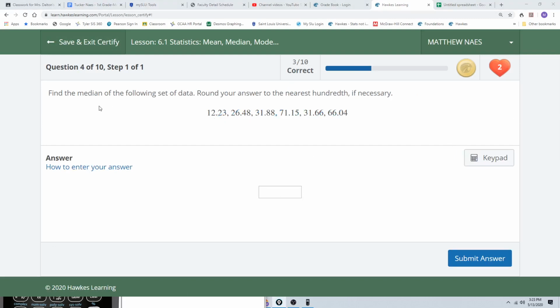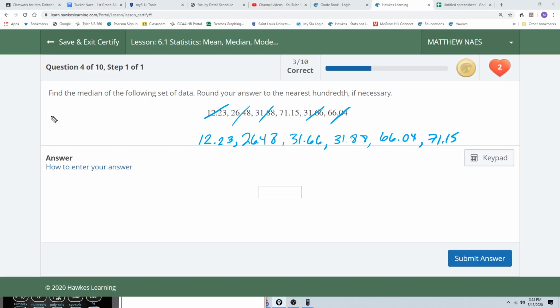All right, median. Now median means middle. What I'm going to do is organize this numerically. The lowest number is 12.23, followed by 26.48, then 31.66, then 31.88, 6.04, and 71.15.